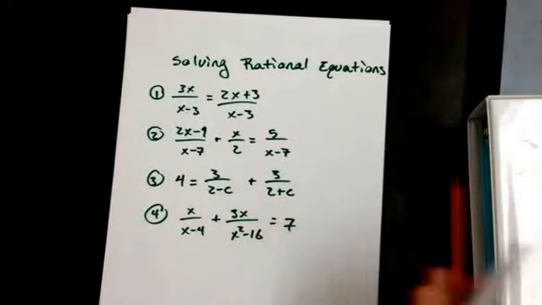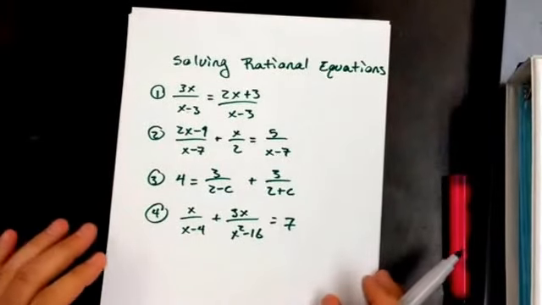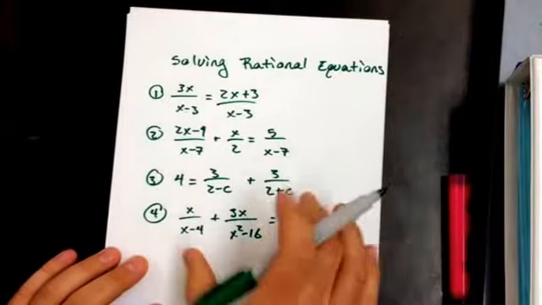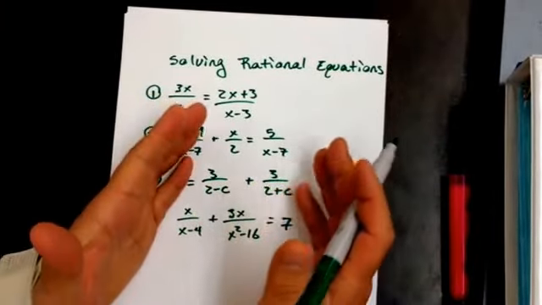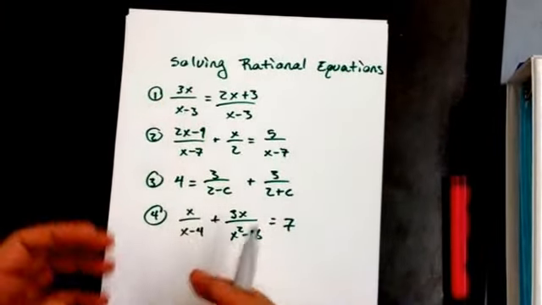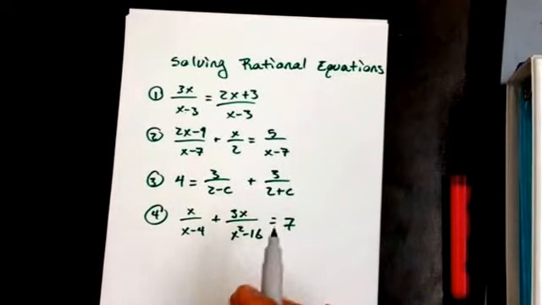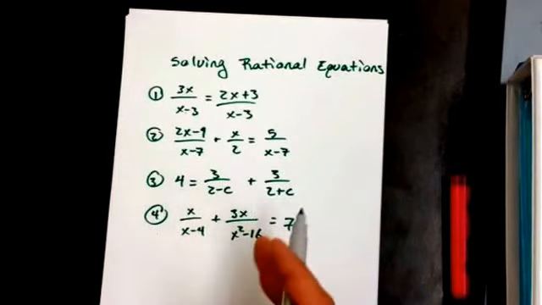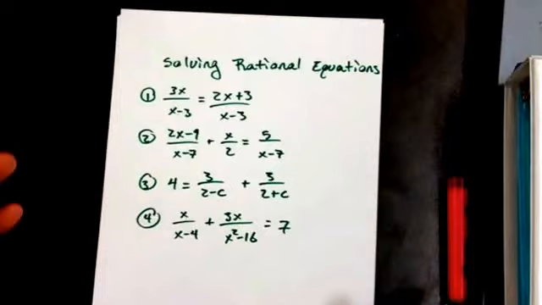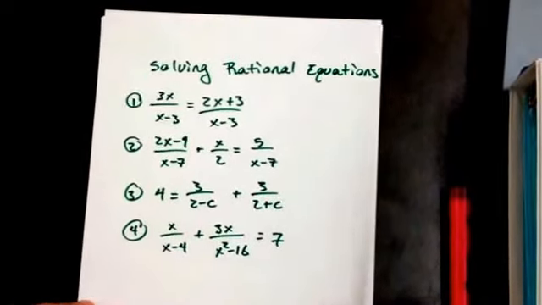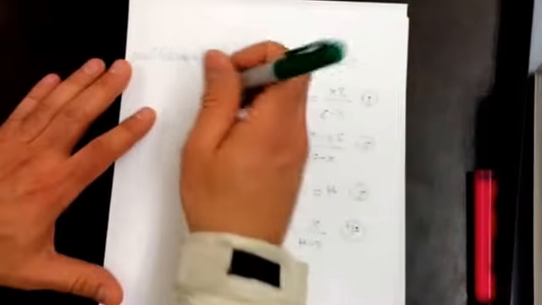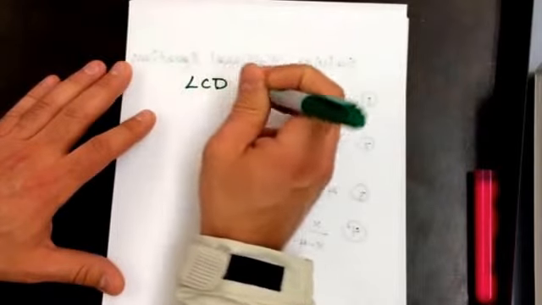Okay, in this video I'm going to show you how to solve rational equations. Rational equations are like your rational expressions. The only difference is now we have it equal to something. So what you're looking for here is the value of x that makes these two parts equal to each other, or three parts, or however many parts we have. The first important thing is find a lowest common denominator.